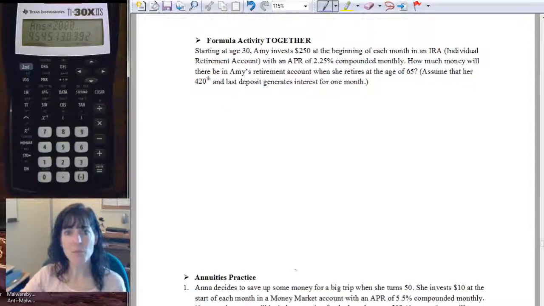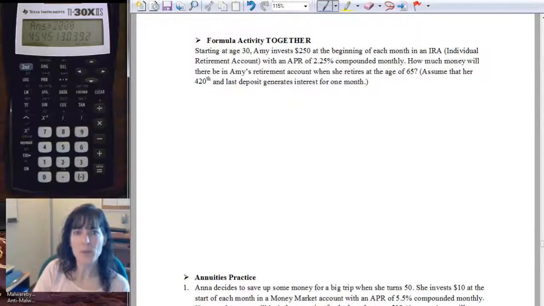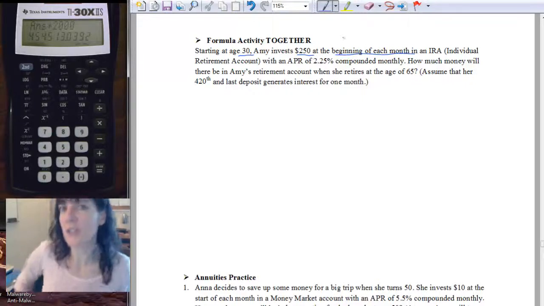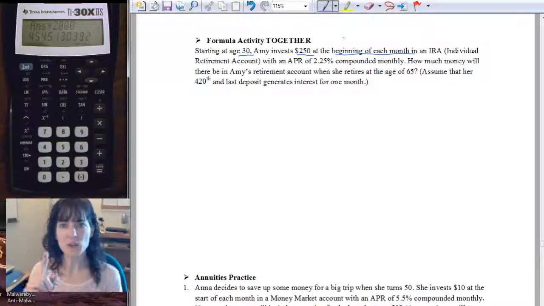So the first time it's just a little bit awkward, and now it should look a little bit better. So here we have Amy. She's starting at age 30. She invests $250 at the beginning of each month. When it says at the beginning of the month, I start to suspect that she's going to have interest on her last deposit. So let's see if that's the case.